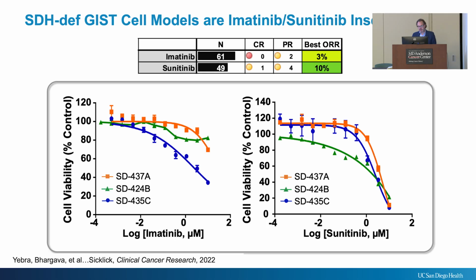And what you can see here are cell viability killing curves. The higher doses are to the right, and this is the cell viability. The quicker this drops off, the more sensitive the tumor cells are to killing in the Petri dish. So you can see here, they're not very sensitive to imatinib, a little bit more sensitive to sunitinib.